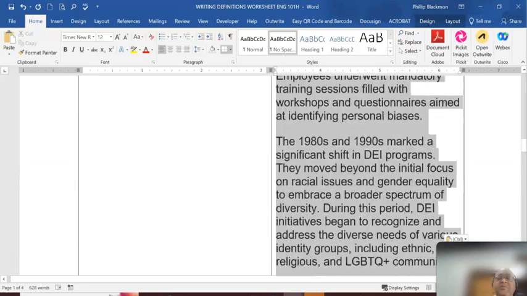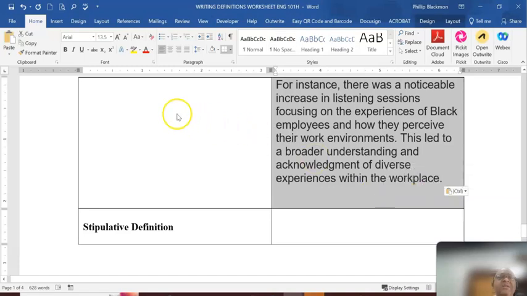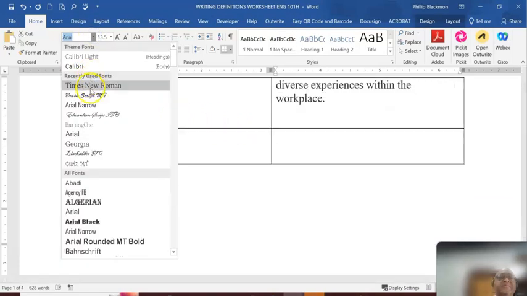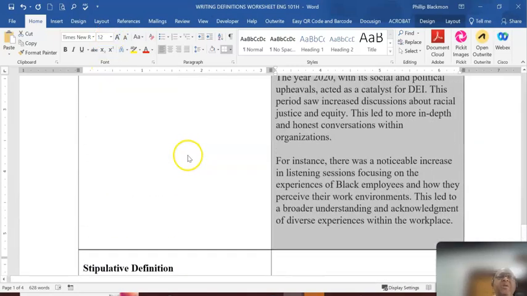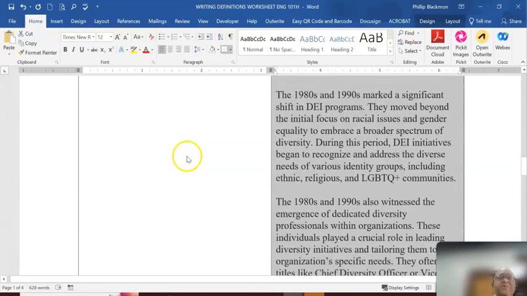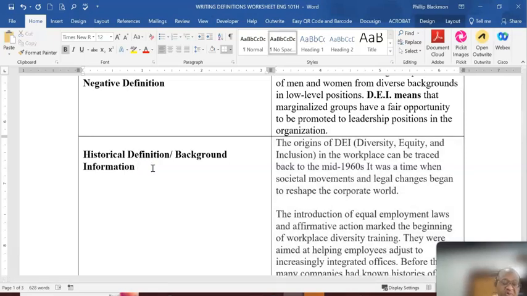I'm going to do a quick formatting because I want everything in Times New Roman, size 12. And when you actually write the paper for the historical information, this is going to be a paragraph. So you are going to need, let's say, I'm going to say 6 to 12 sentences, honors students, of just background history, historical information.